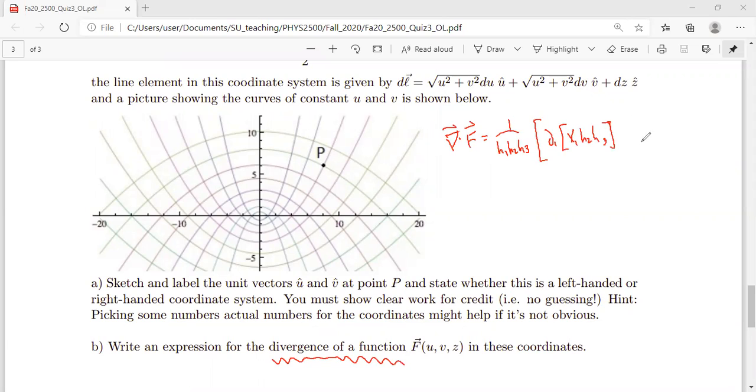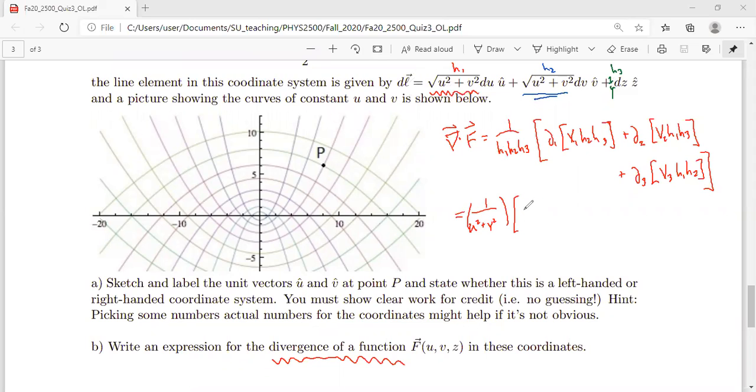This is the easy one to write. Partial derivative with respect to the second coordinate, f2 h1 h3. And am I going to run out of room? Yes, I am. Partial derivative with respect to the third coordinate, f3 h1 h2. Okay. And then filling that in, what are the scale factors? Well, this is h1. This is h2. And this is h3, which is 1. Okay. And h1 and h2 are the same thing, so this actually turns out to be really pleasant. Just multiply that by itself. So it's 1 over u squared plus v squared.